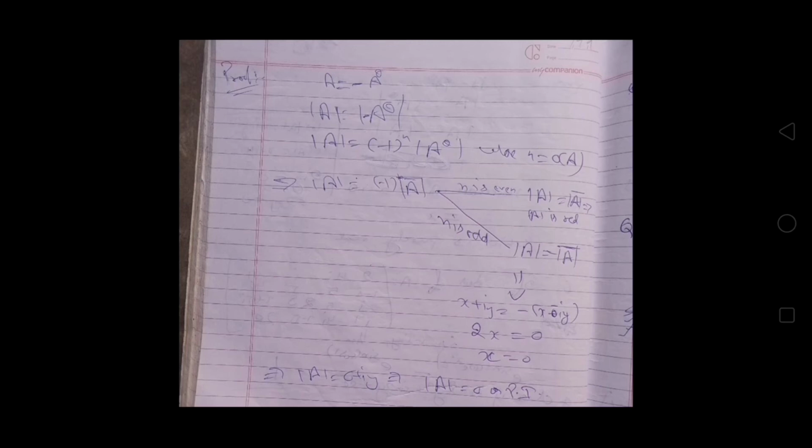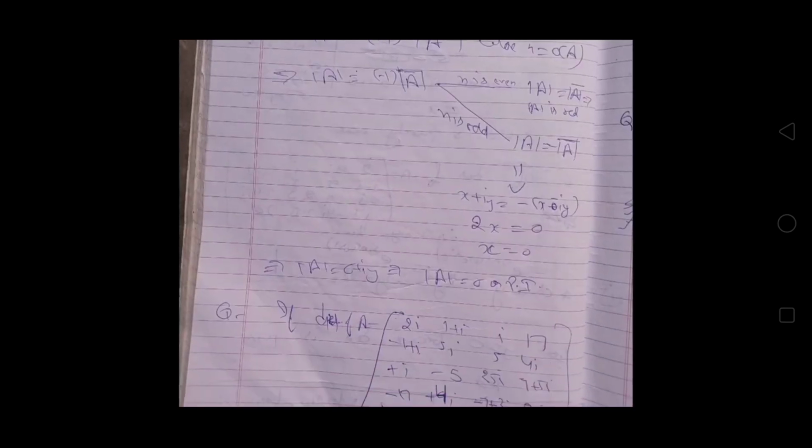So let's suppose x plus iota y is equal to determinant of A. Then it will imply that x plus iota y is equal to minus of x minus iota y, and it will imply that 2x is equal to 0, and it will imply that x is equal to 0. So it will further imply that determinant of A is equal to 0 plus iota y. It will imply that determinant of A is equal to 0 or purely imaginary.